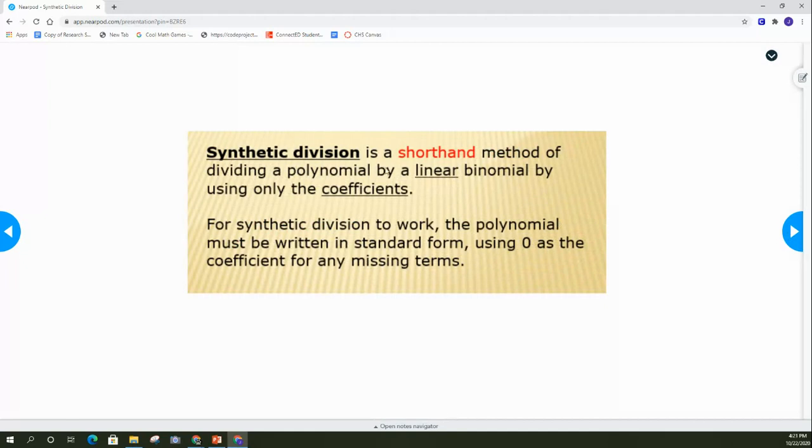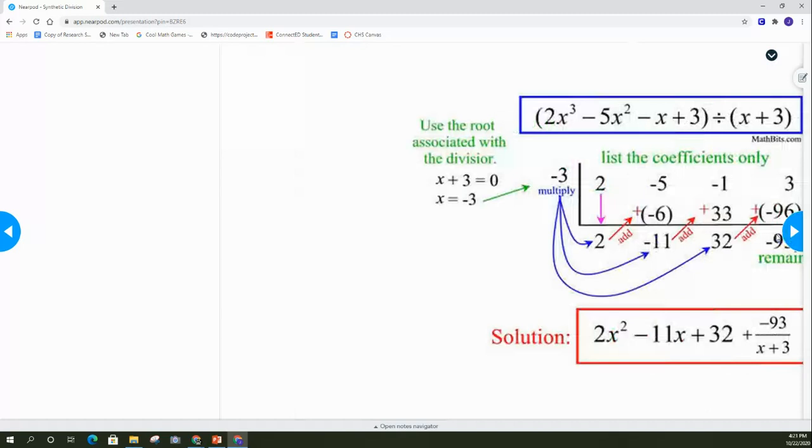What is synthetic division? It is a shorthand method of dividing a polynomial by a linear binomial, by using only the coefficients. So we're not going to worry about the variables until the end of the problem. For synthetic division to work, the polynomial must be written in standard form using 0 as the coefficient for any missing term. So if I have a cubic term, a quadratic term, but no linear term, and then a constant term, I have to put a 0 in place. We'll see an example of that.